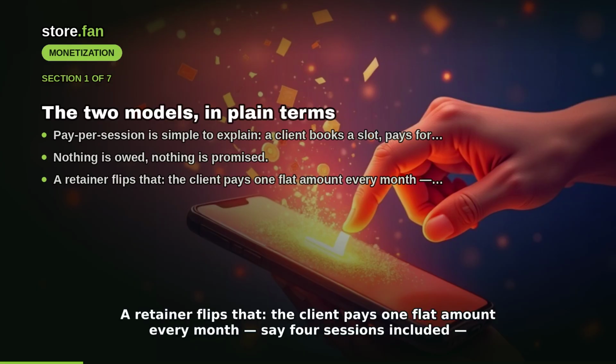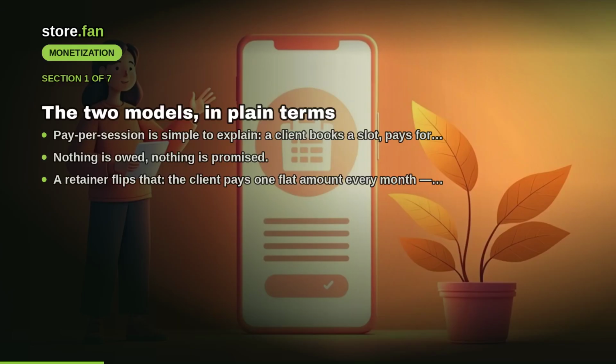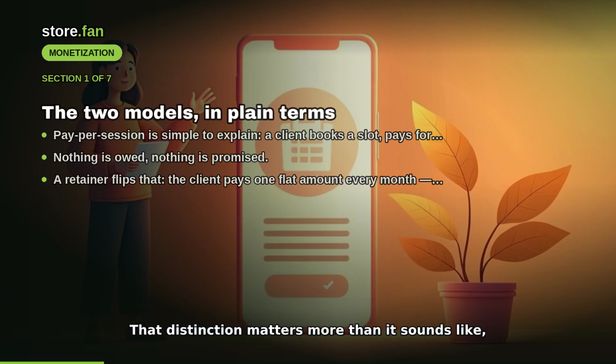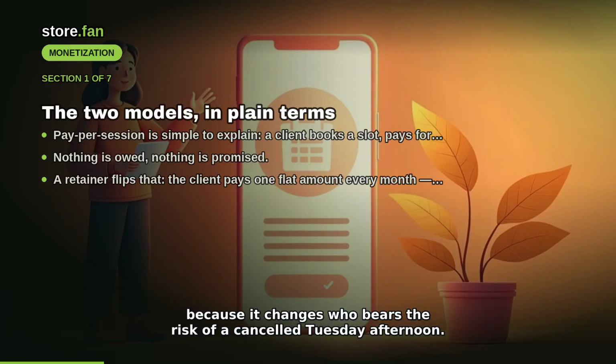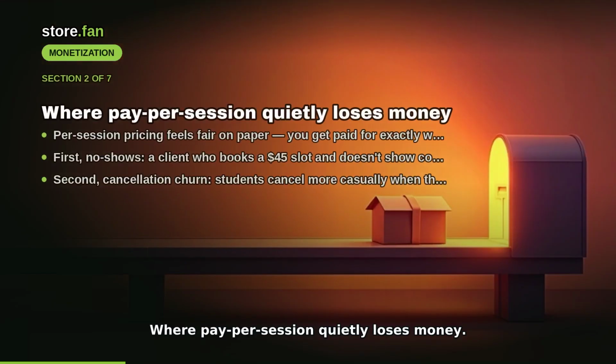A retainer flips that. The client pays one flat amount every month, say 4 sessions included, whether they use all 4, 2, or 0. You're not selling hours anymore, you're selling a standing relationship. That distinction matters more than it sounds like, because it changes who bears the risk of a cancelled Tuesday afternoon, where pay per session quietly loses money.